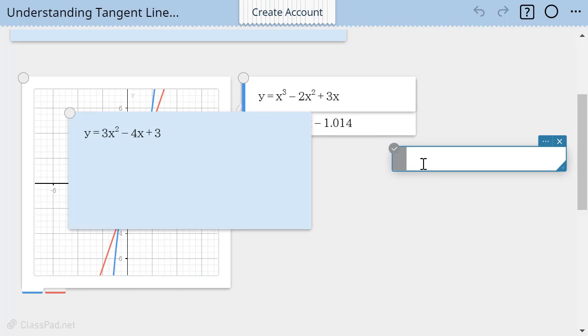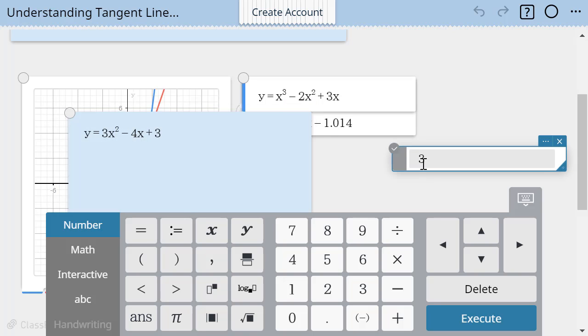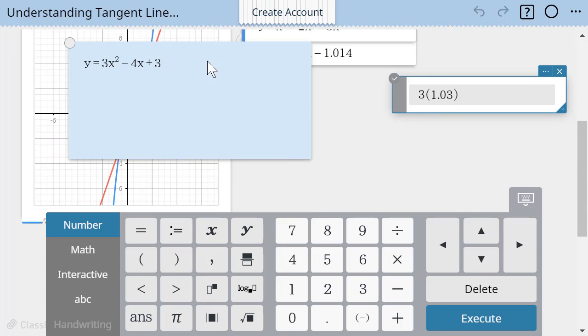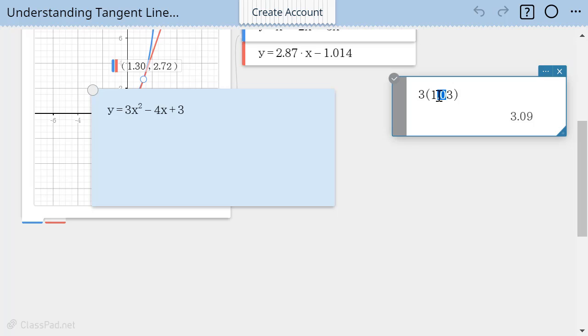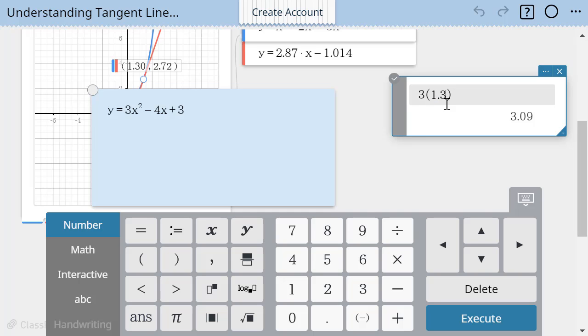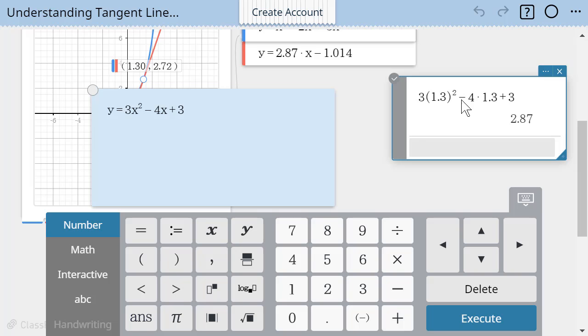Let's see if we do. I'm going to pull this up here so I can see it. So I'm doing 3 times, what did we say, 1.03. That was that value, I think. Make sure I'm doing that right. Yep, 1.30. So I'm using the current value, 1.3, squared, and I'm plugging it into the first derivative because I'm just verifying that I should be getting this slope, right? So then minus 4 times 1.3. Again, I'm just evaluating the first derivative at that given value of x. And when I hit enter, 2.87. Okay, so that makes sense.